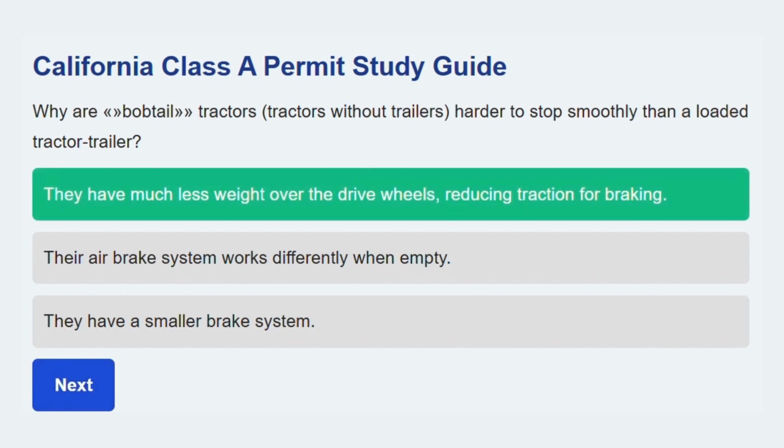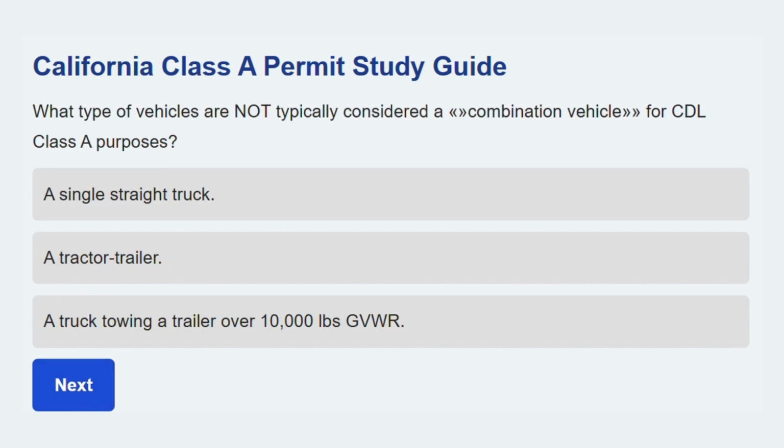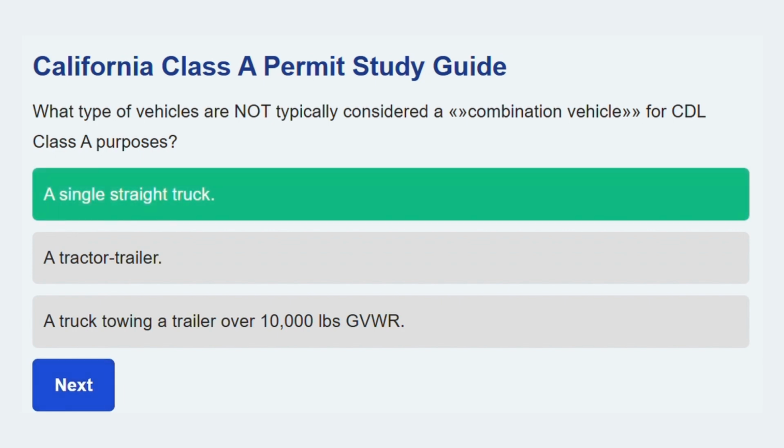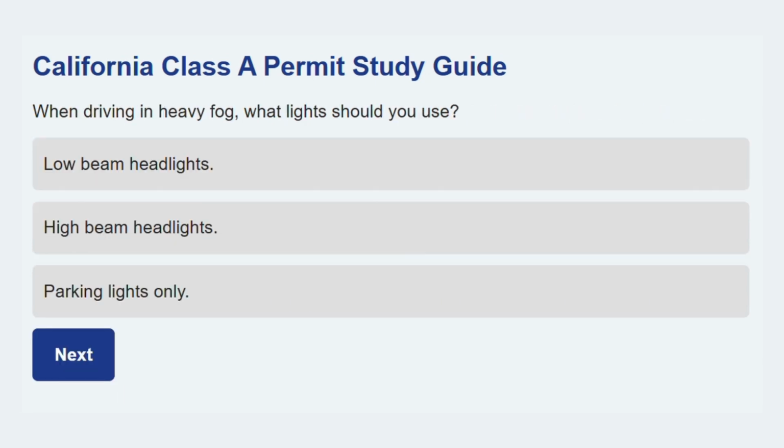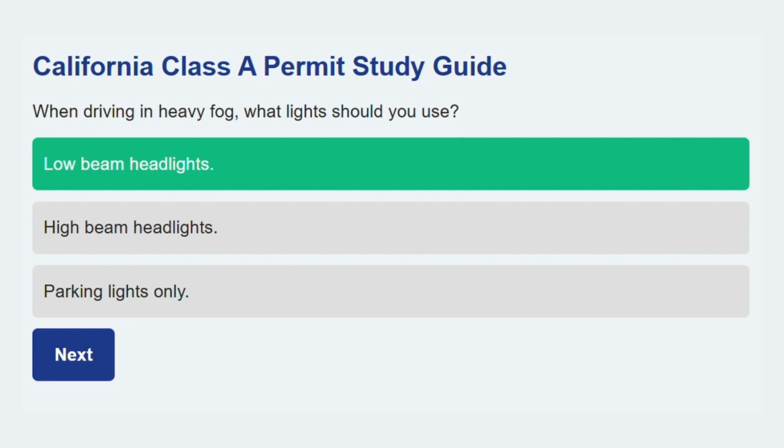Next on our list, what type of vehicles are not typically considered a combination vehicle for CDL Class A purposes? A single straight truck. A Class A CDL is for combination vehicles with a specific GVWR or more. Okay, what's after this? When driving in heavy fog, what lights should you use? Low beam headlights. High beams will reflect off the fog and worsen visibility.